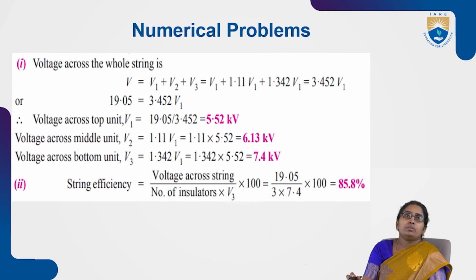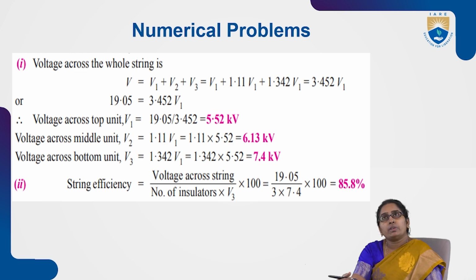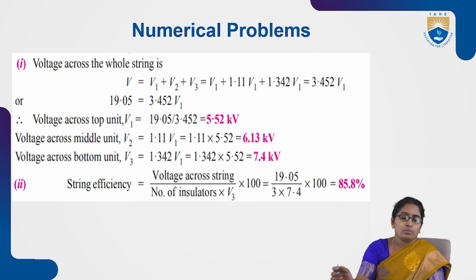So finally, coming to the calculation of the first bit, the voltage across each unit. For that, we can solve like this. V is equal to V1 plus V2 plus V3, because V2 and V3 we know in terms of V1. So V is equal to V1 plus 1.11 V1 plus 1.342 V1, which is 3.452 V1. V is the operating voltage across the conductor and the earth, 19.05 kilovolts, which is equal to 3.452 V1. So V1 is 19.05 by 3.452, which is 5.52 kilovolts.